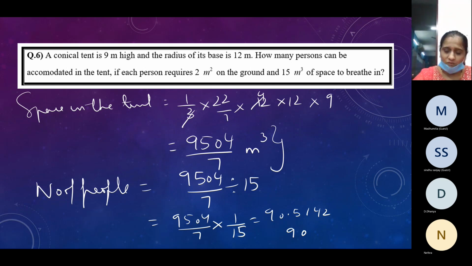In the sense, the floor area is sufficient to bring in 226 people in the tent, but they'll suffocate because there is not sufficient air for so many people to breathe, because one person needs 15 meter cube. If you bring all of them in, they don't have the air to breathe. Only 90 people can have air to breathe. So will you accommodate 226 or 90?